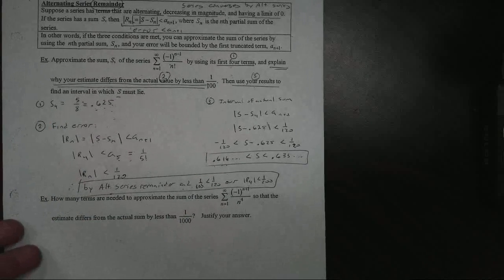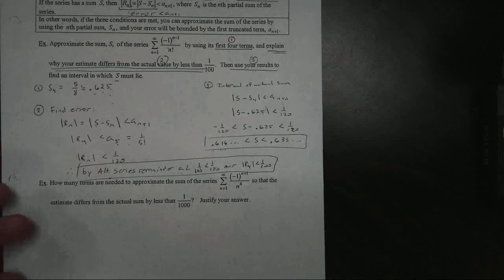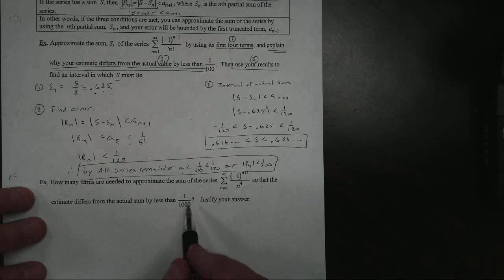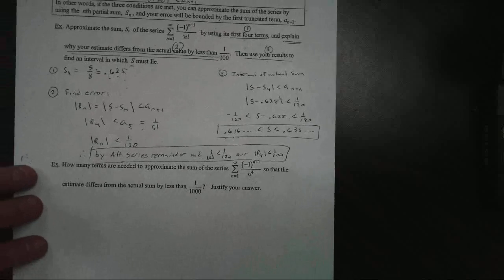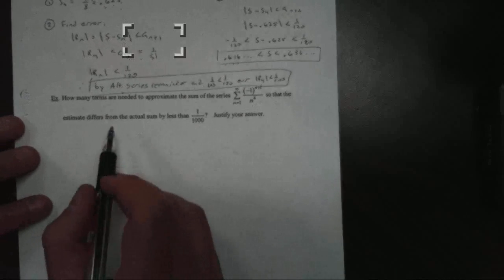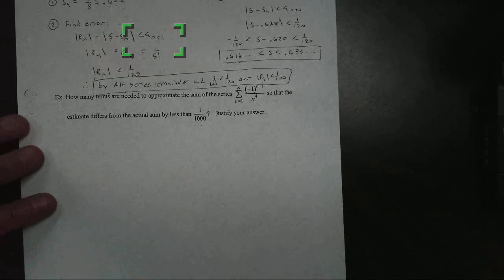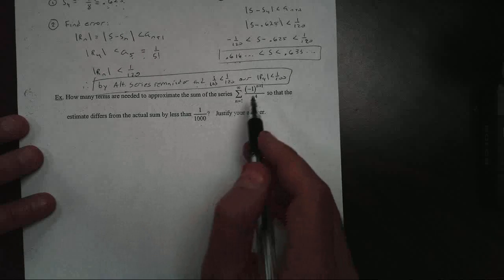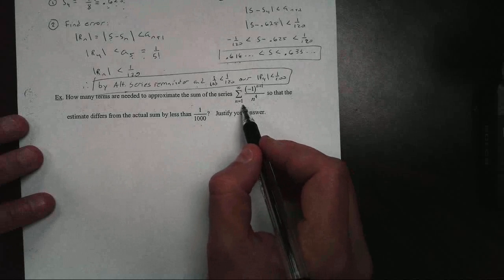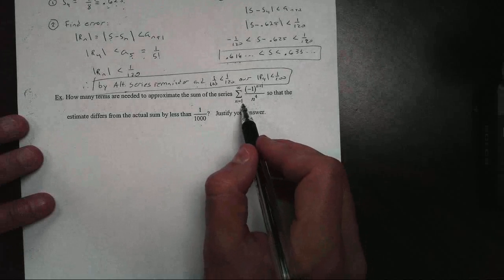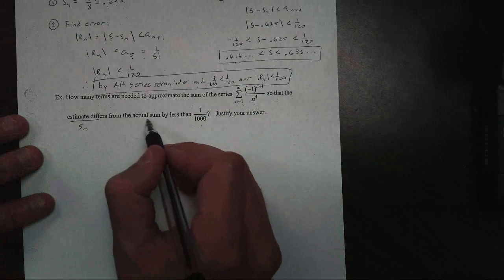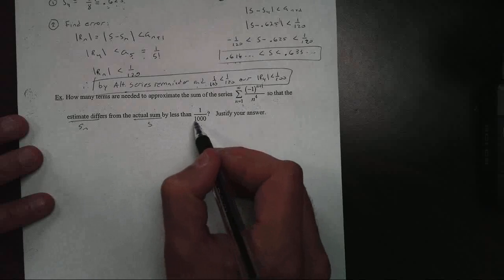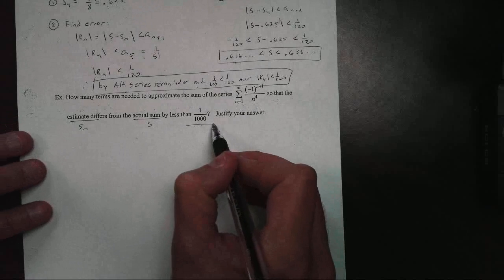Now, the next part says, okay, well, what happens if we know what we want our error to be, we just don't know how many terms we have to go out? And that's what this second part says. The second question says, how many terms are needed if I want to find the sum of this series so that the estimate, S sub n, differs from the actual sum S by less than 1 over 1,000?